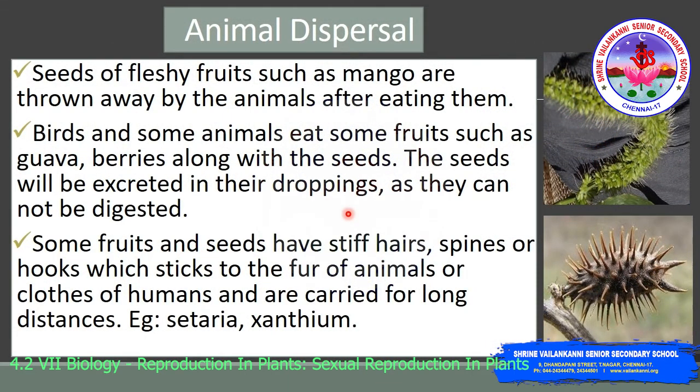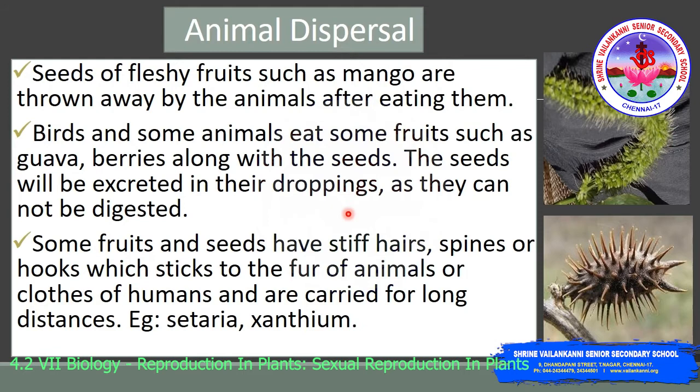The next agent of seed dispersal is animals. Seeds of fleshy fruits such as mango are thrown away by the animals after eating them. While birds and some animals eat some fruits such as guava and berries along with the seeds. The seeds will be excreted in their droppings as they remain undigested.